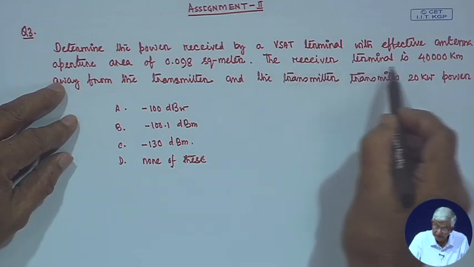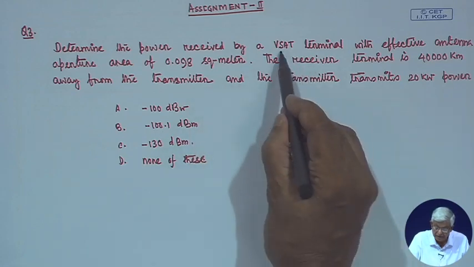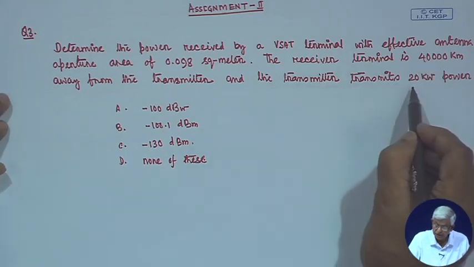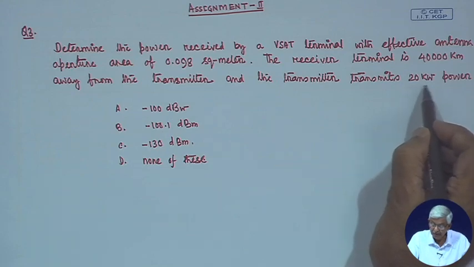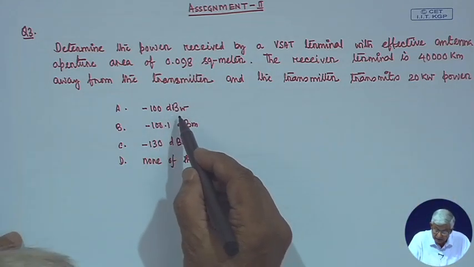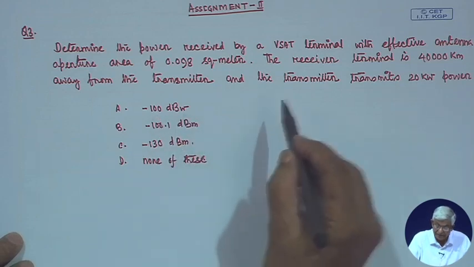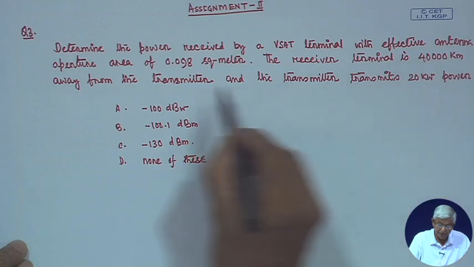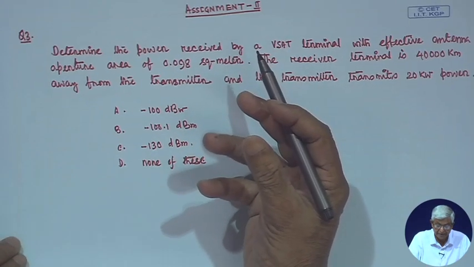The receiver terminal is 40,000 kilometer away from the transmitter. Let us assume the satellite is somewhere there, and the distance from the satellite to this very small aperture terminal on the ground is 40,000 kilometer, and the transmitter transmits 20 kilowatt of power. That satellite is transmitting in this direction to the VSAT, total power of 20 kilowatt. The question is how much power is received in dB. Careful, it is dBW, dBm, these numbers are given. So it is a very simple calculation: the power transmitted is 20 kilowatt, and at a distance of 40,000 kilometer, how much power is received with the area of 0.098 square meter.